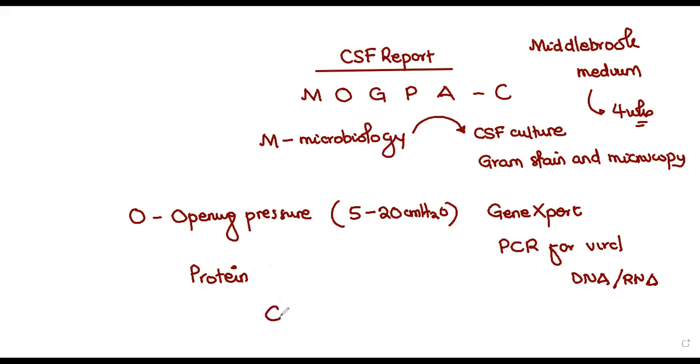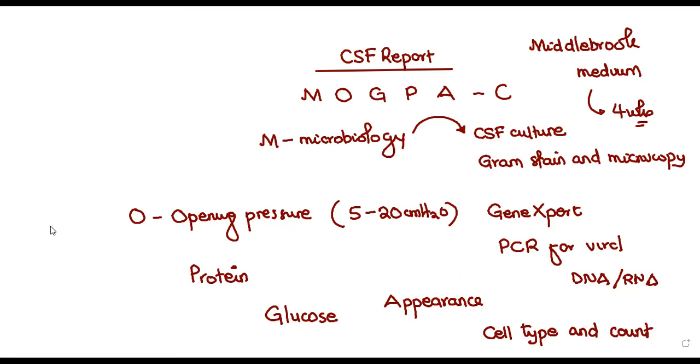Then G, okay, I think I should have gone to G before P. So G stands for glucose. So you want to check the glucose content. And then A stands for appearance. And then C stands for the cell type. When I say cell type, I'm talking of the white cell, the nature of the cells there and then how many there are. But sometimes the cell type can also include the red blood cells if you are thinking of subarachnoid hemorrhage, isn't it? Yes. Cell type and count.